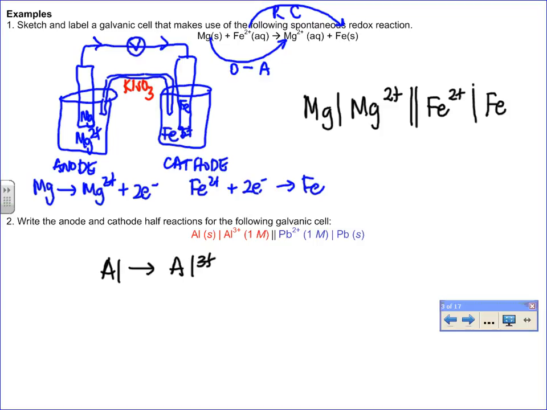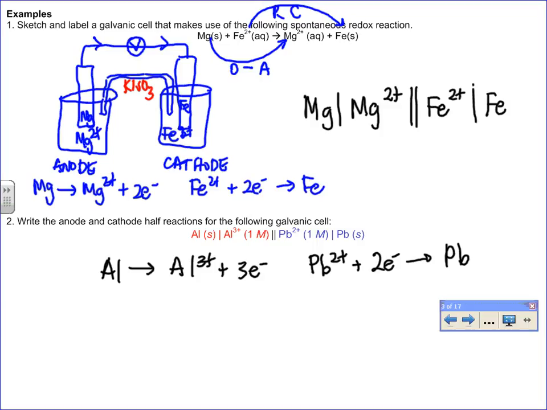So we know that the reaction on the left is the anode reaction, so we're going to have a loss of electrons, in this case 3 electrons. And then on the right we see the cathode reaction, which is reduction or gain of 2 electrons to form lead. So these are the two half reactions.